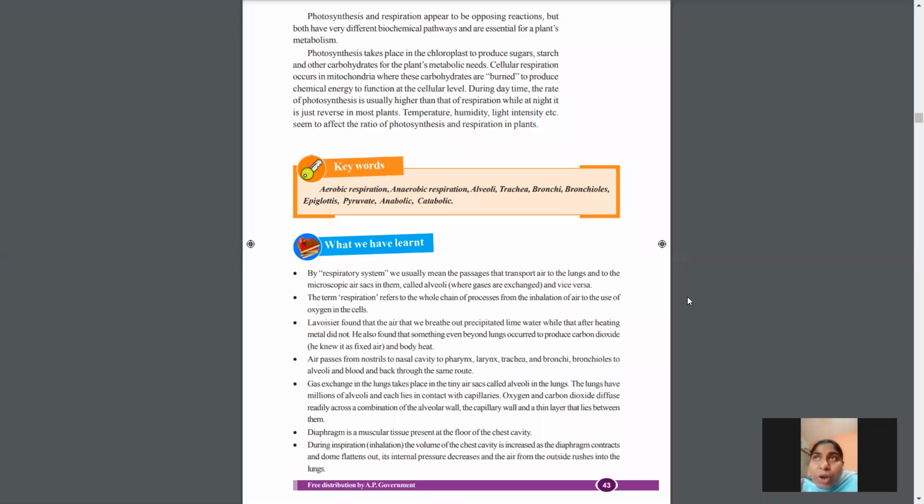So you have to keep in mind the carbon dioxide concentration will not affect the rate of photosynthesis. So this is all about the entire chapter.